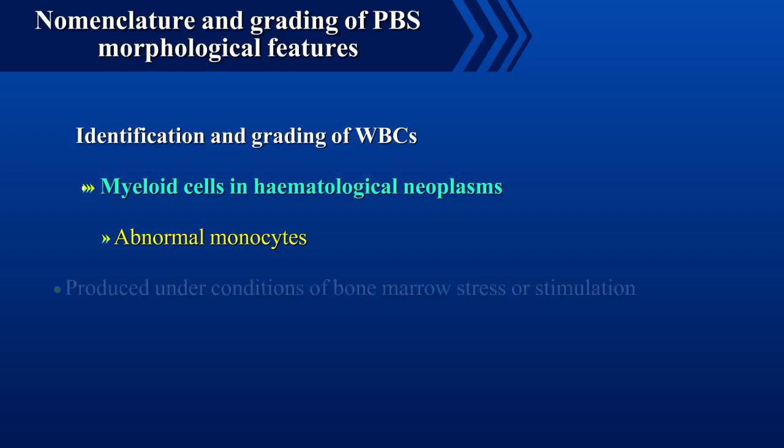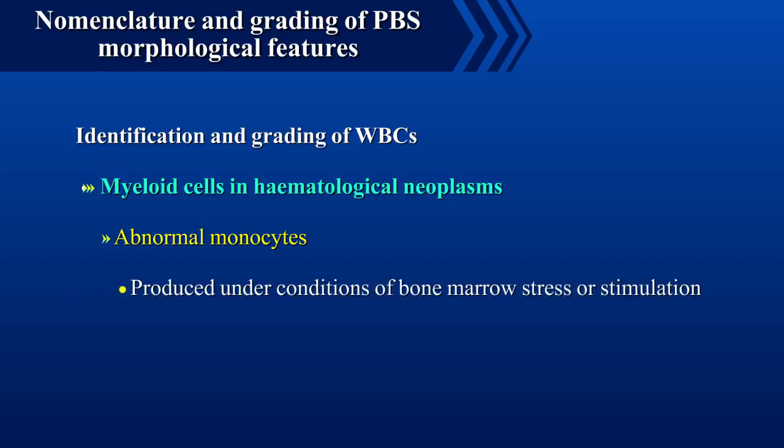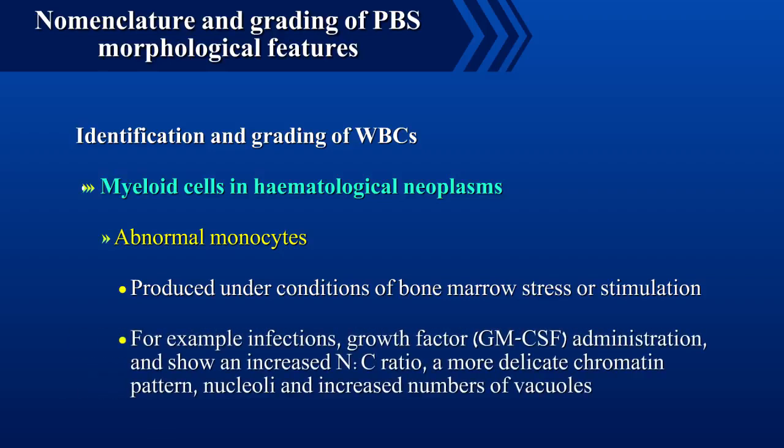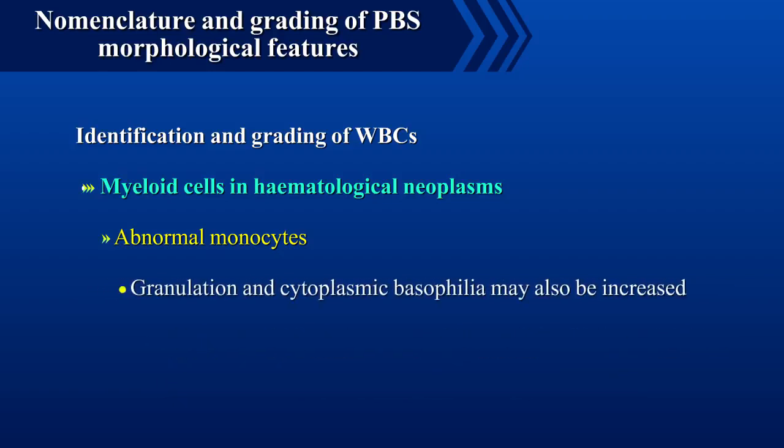Abnormal monocytes are produced under conditions of bone marrow stress or stimulation, for example infections and growth factor administration like GM-CSF, and they show an increased N/C ratio, a more delicate chromatin pattern, nucleoli, and increased numbers of vacuoles. Granulation and cytoplasmic basophilia may also be increased.